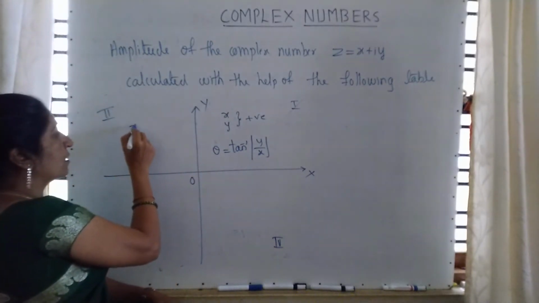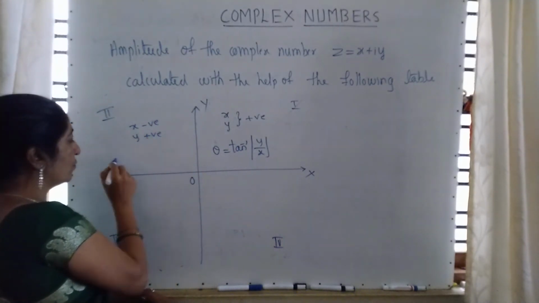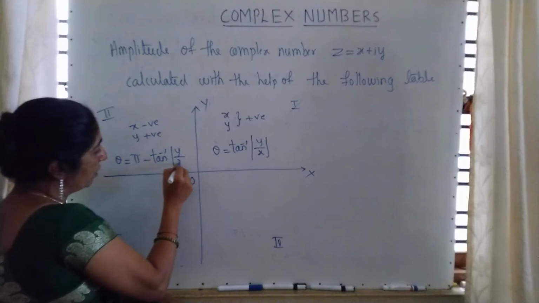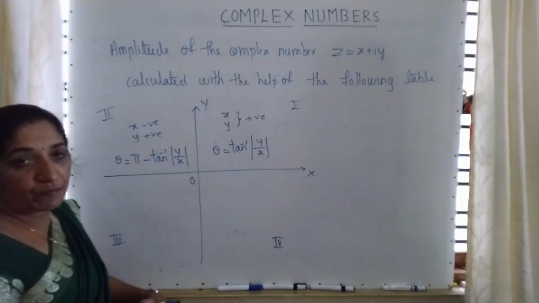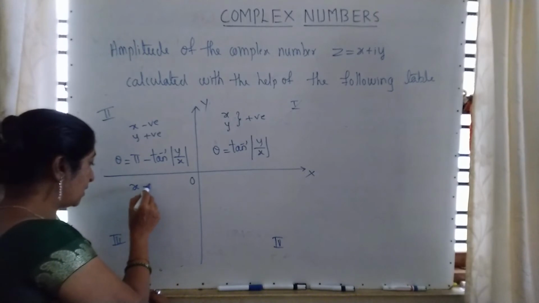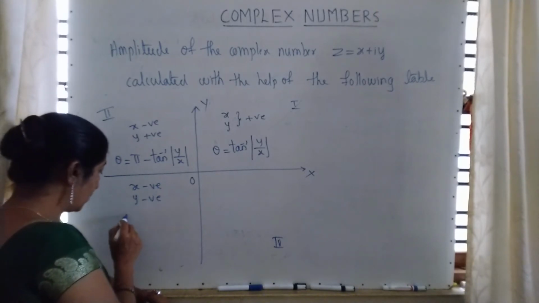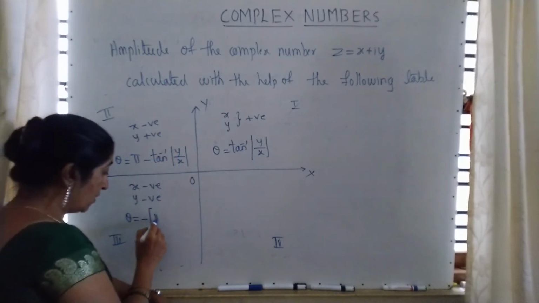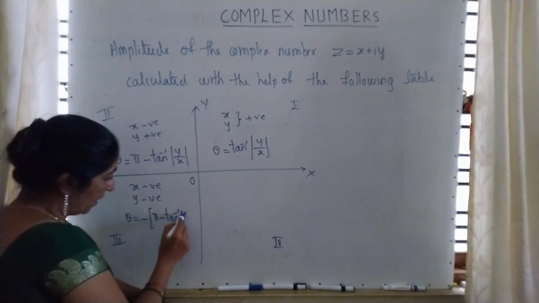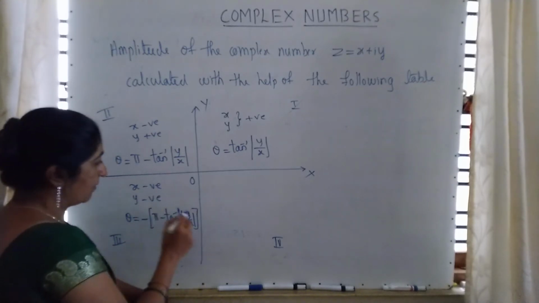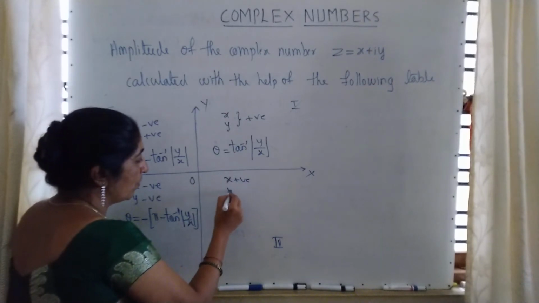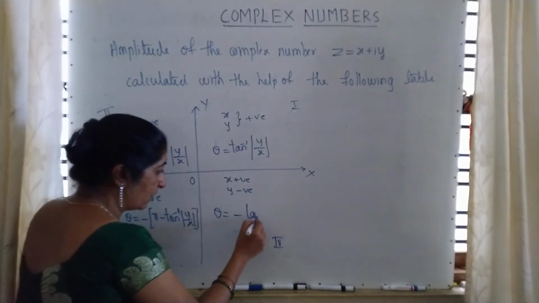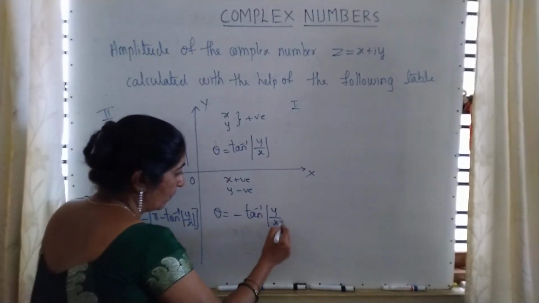In the second one, x is negative, y is positive. Theta is calculated as pi minus tan inverse modulus of y by x. Modulus helps you to avoid the negative. Next, x is negative, y is also negative. Theta is equal to minus, whatever you are writing, it is a negative image: minus pi plus tan inverse y by x. Here x is positive and y is negative. Theta is equal to, it is a negative image of this, minus tan inverse of y by x.